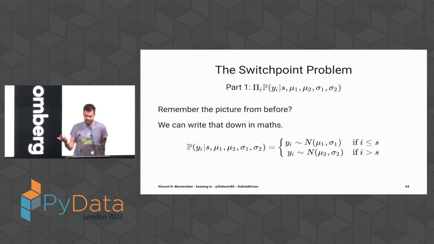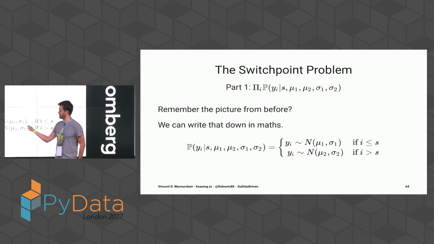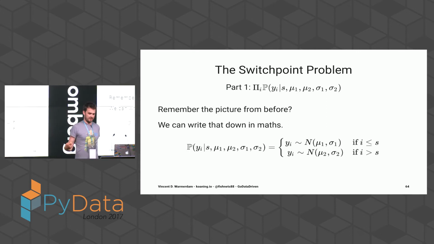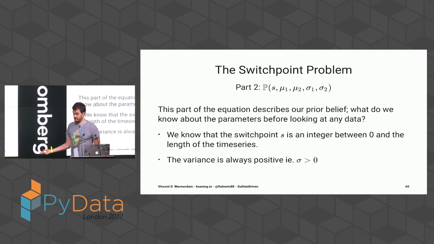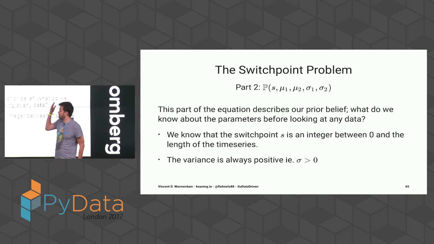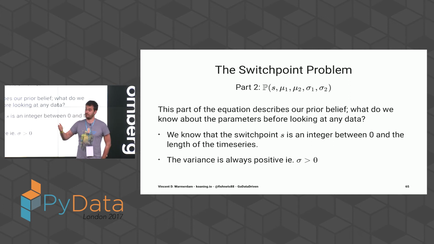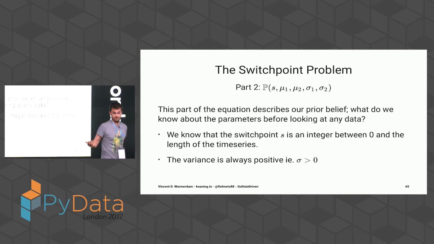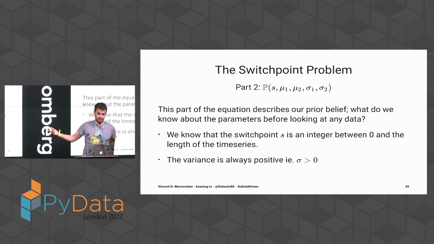And the model is actually kind of simple. We just say if the data point y is before the switch point, then it comes from one normal distribution. Otherwise, it comes from the other distribution. The only thing that I'm going to add is some sort of prior to this as well, because I know a couple of things about the system beforehand. The main point is that the switch point is an integer that cannot be smaller than 0 or larger than the length of the time series. And I also know the variance, the sigma variable, should always be positive. If I ever start sampling in regions that don't adhere to that rule, I'm doing something bad.